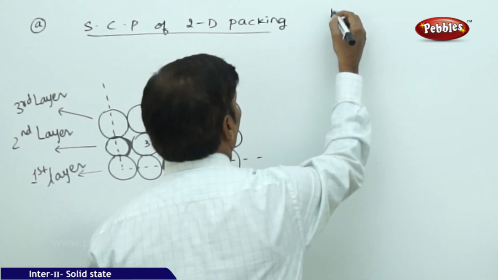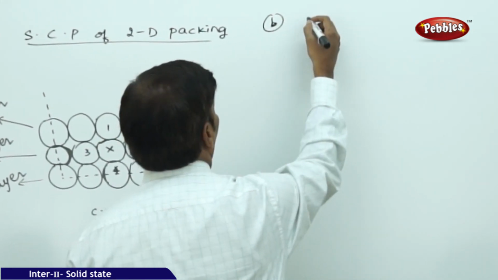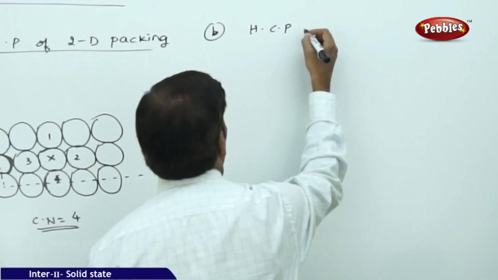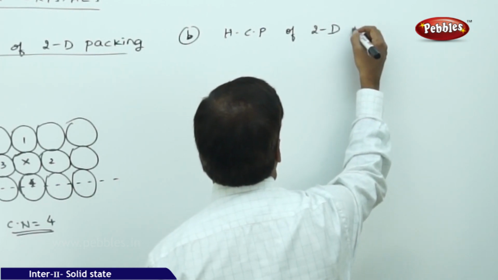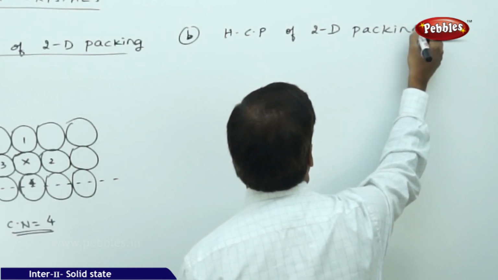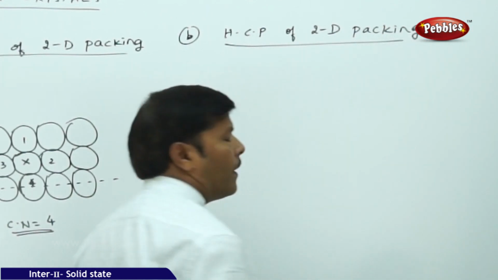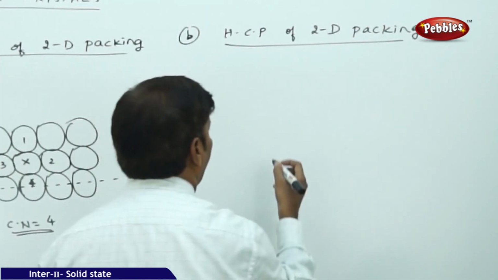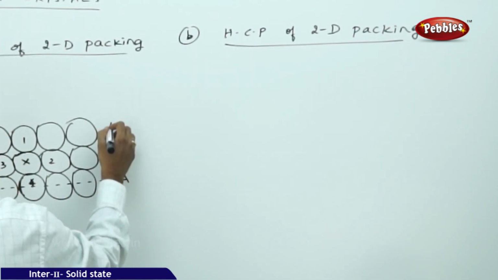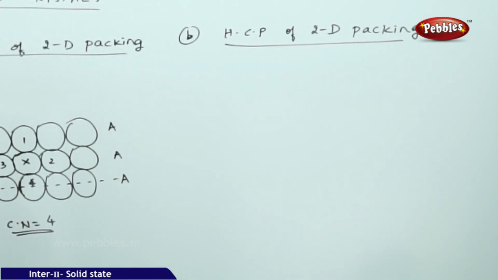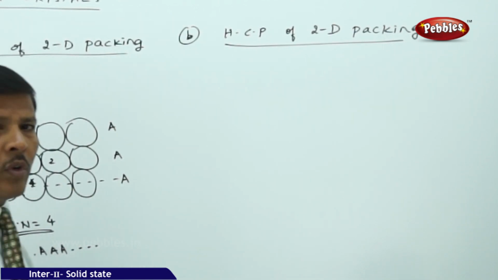Now go for the next case, that is hexagonal close packing of two-dimensional packing of crystals. Here you find that the first layer is of the A type, the second layer is of the A type, and the third layer is also of the A type. So we can simply say that A to A type of packing takes place in the case of square close packing of the two-dimensional packing.